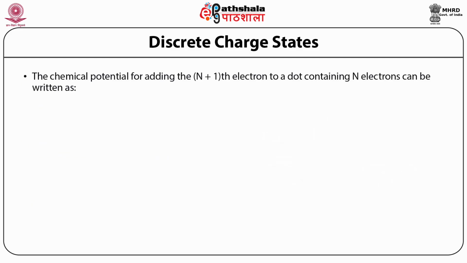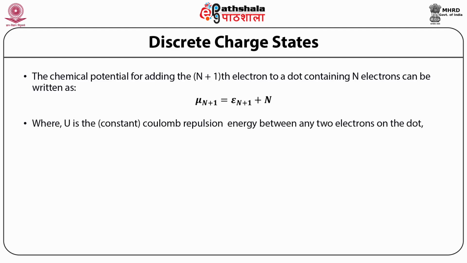So the chemical potential for adding the n plus 1th electron to a dot containing n electrons can be written as mu n plus 1 equal to epsilon n plus 1 plus n multiplied by U, where U is the constant Coulomb repulsion energy between any two electrons on the dot, and U is given by E square by C total.